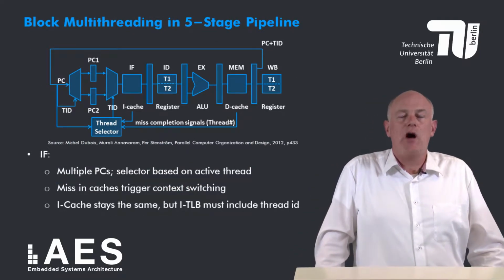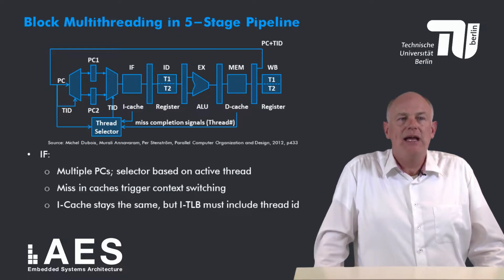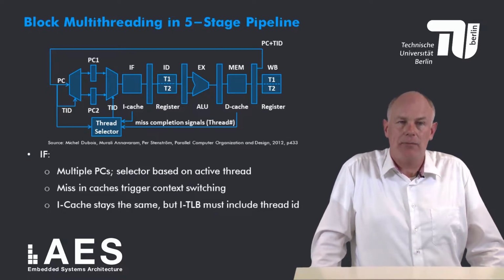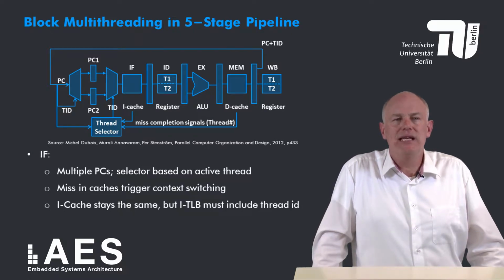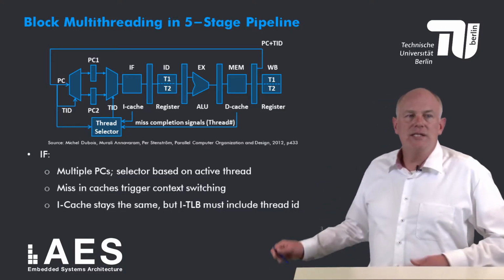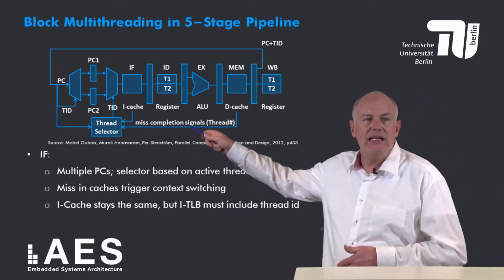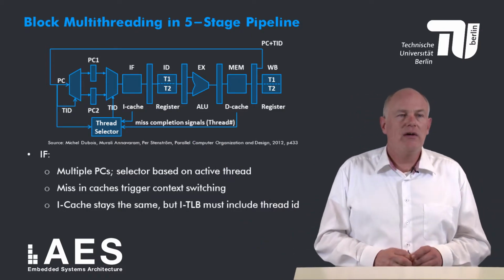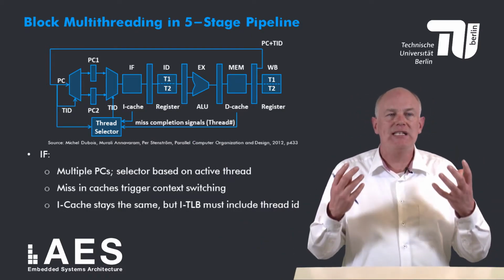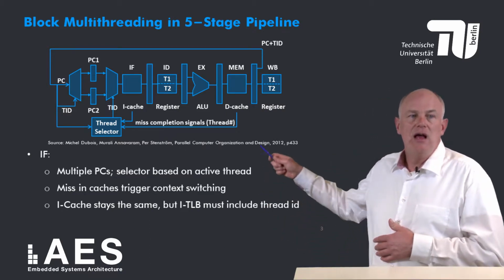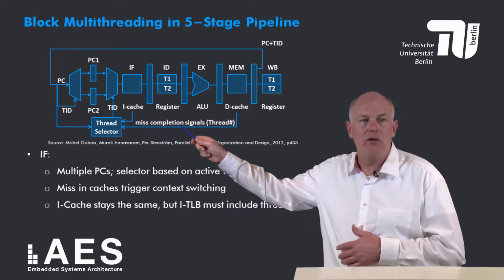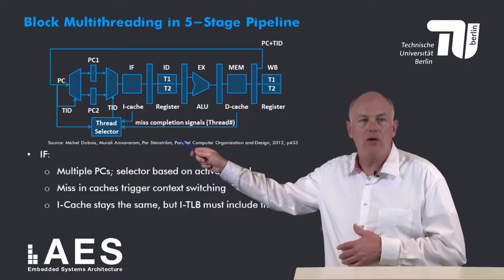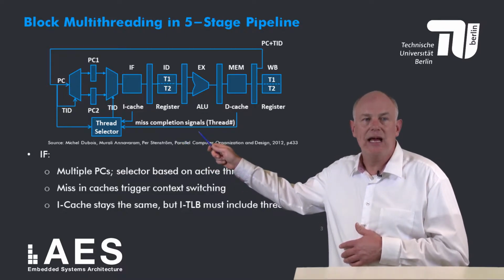Let me now illustrate how block multithreading can be implemented in our canonical 5-stage pipeline. It's not the best way to implement multithreading in a single issue 5-stage pipeline, but let's see how the pipeline differs. First, we see on the left that we need at least 2 program counters, right? Because we need to be able to fetch instructions from different threads. Then the thread selector, shown here at the bottom, selects from either the program counter of thread 1 or the program counter of thread 2 and sends it to the instruction cache.